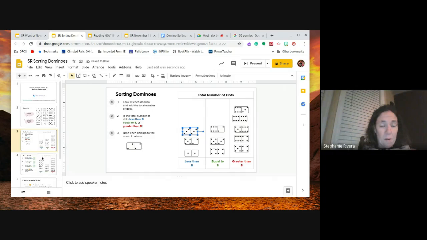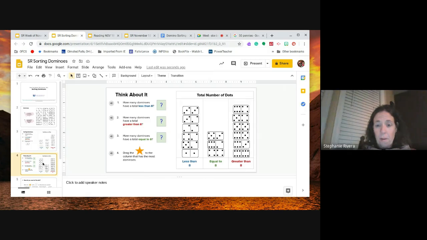All right, we're going to take a look at our picture here. And let's take a look at this game board. How many dominoes have a total of 8? How many dominoes do you see here? Very good. I heard 3. Very nice. How many dominoes have a total that is greater than 8? Let's see over here. 1, 2, 3, 4, 5, 6.